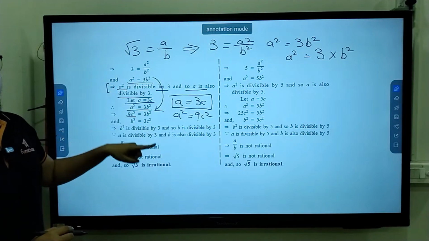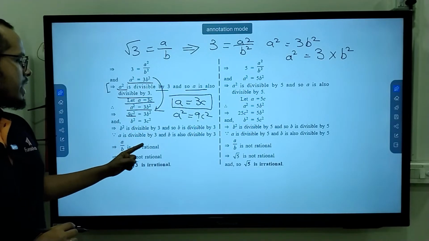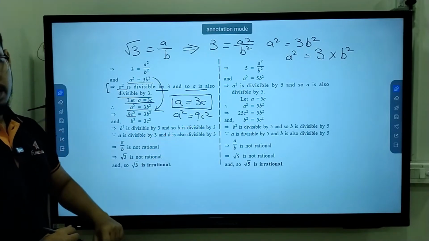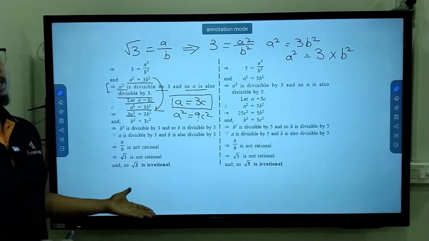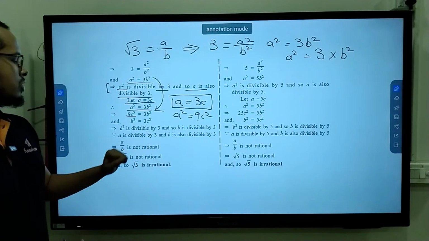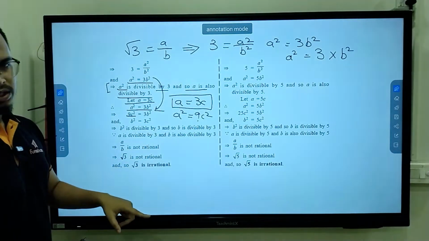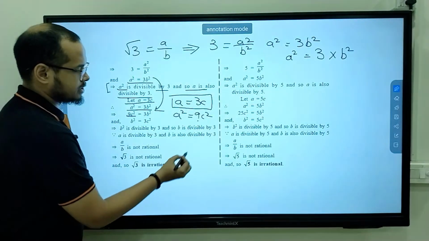Same approach for the last step. So a is divisible by 3, b is also divisible by 3, but that is not possible. So a by b is not rational, so root 3 is not rational, thus root 3 is irrational.